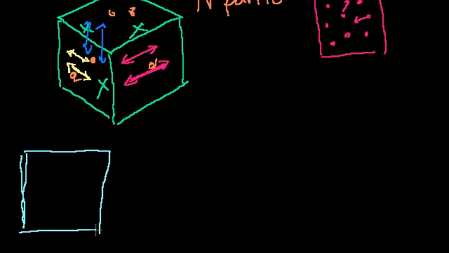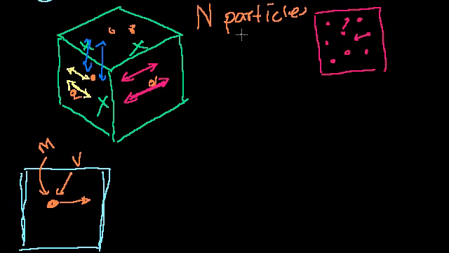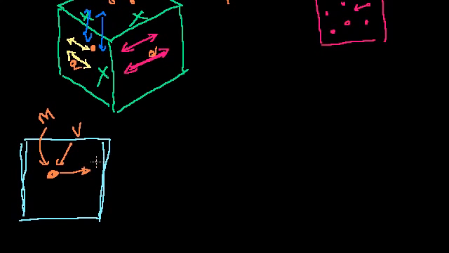And let's just study one particle. Maybe I should have done it in green. But let's say I have one particle. It has some mass m and some velocity v. This is one of the capital N particles in my system, and what I'm curious about is how much pressure this particle exerts on this wall right here.